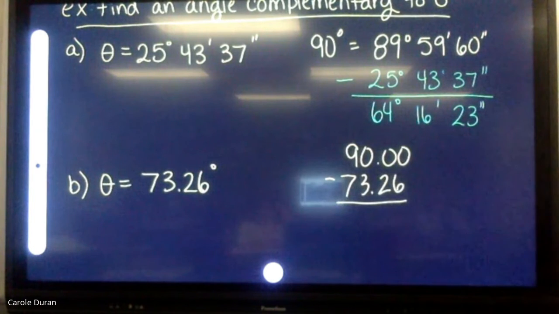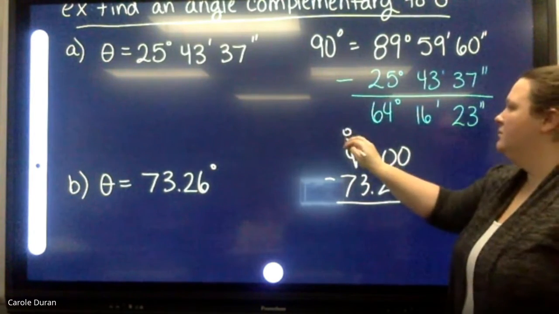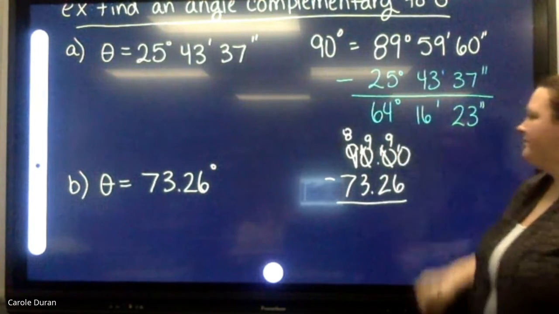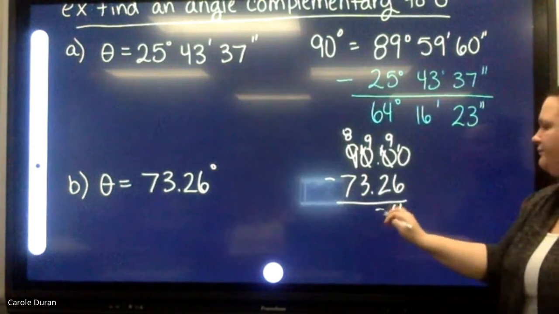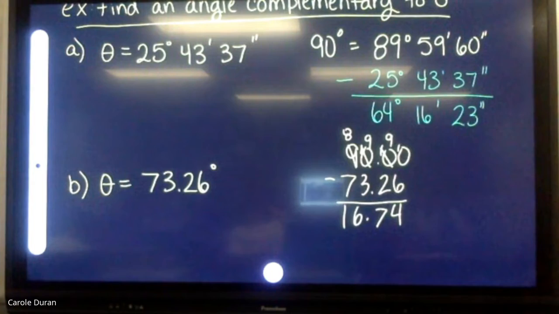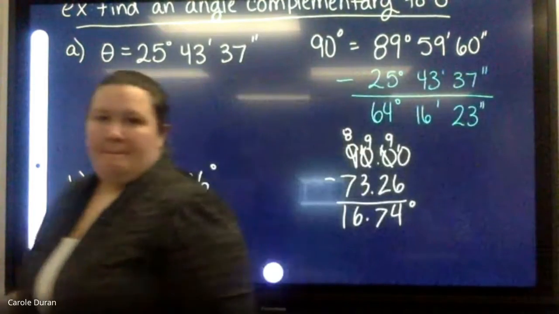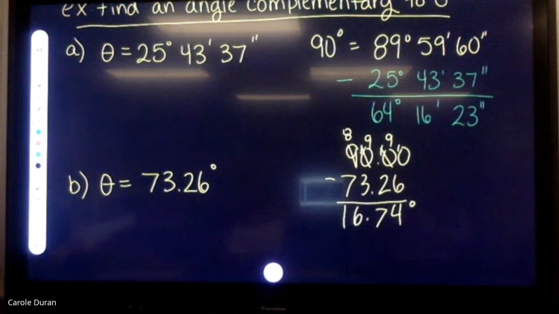Clearly, I can't do 0 minus something, so I'm going to have to borrow from the 9 all the way down to the last 0. Hopefully, we remember how to do this. And then we just subtract. And when we do, we end up with 16.74 degrees as our complementary angle. Questions, concerns, or issues there?